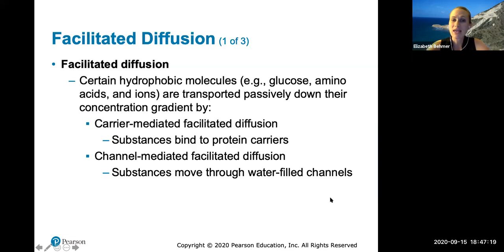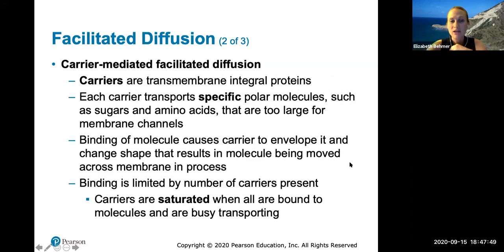Facilitated diffusion: this is if anything is hydrophobic or too large, like glucose, amino acids, or ions, they cannot get through the cell membrane on their own, but they will still travel down their concentration gradient. So they'll use some sort of facilitator or carrier protein. It can be carrier-mediated facilitated diffusion, where substances bind to protein carriers themselves, or it can be channel-mediated, where substances move through a water-filled channel.